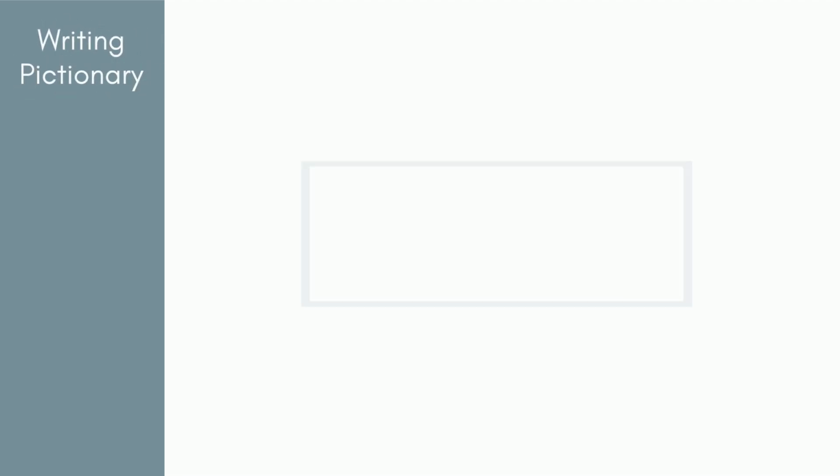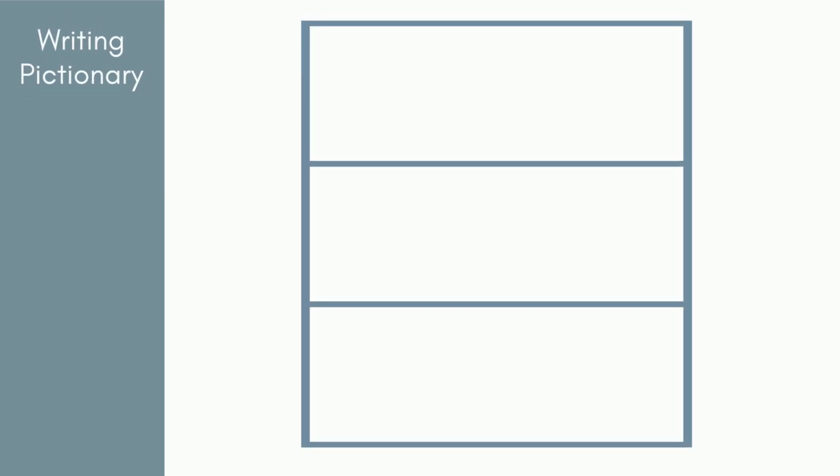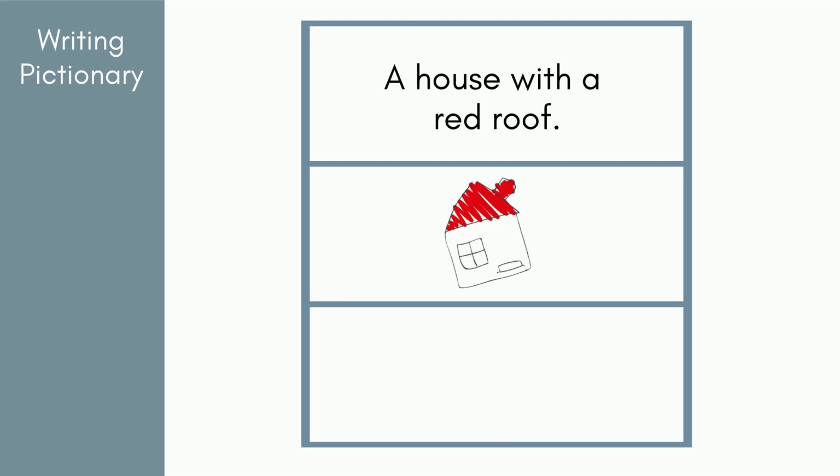Writing Pictionary. The first child writes a sentence as in the previous activity. The second child illustrates the sentence and folds over the original sentence so that the next child can't see it. The third child writes an appropriate sentence for the picture and folds the paper to hide the previous picture. The next child draws a picture to illustrate the sentence, and so on. As in the previous activity, there can be various pieces of paper circulating at the same time.